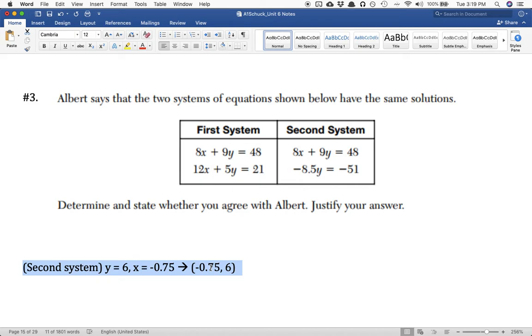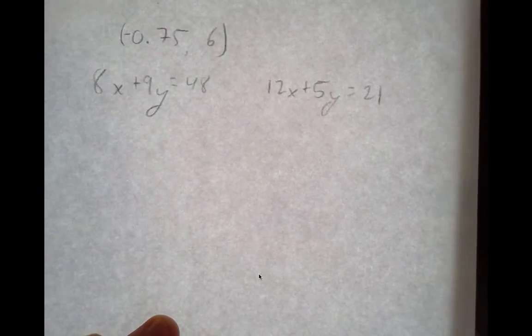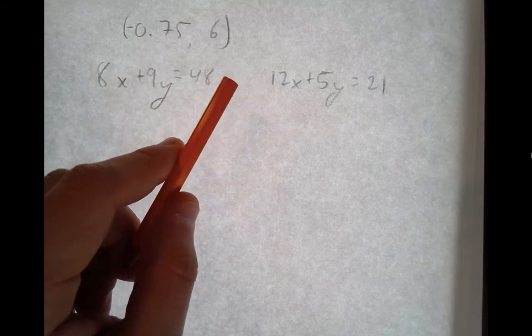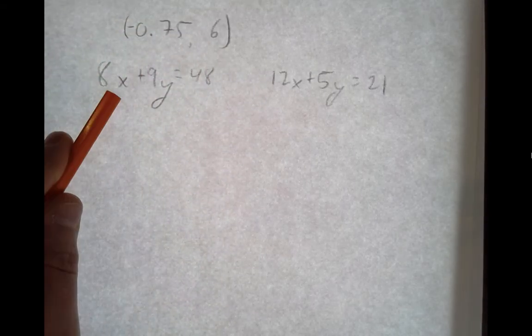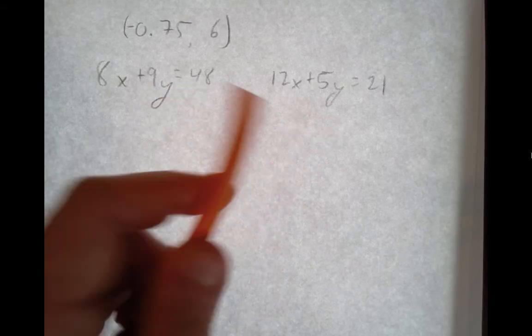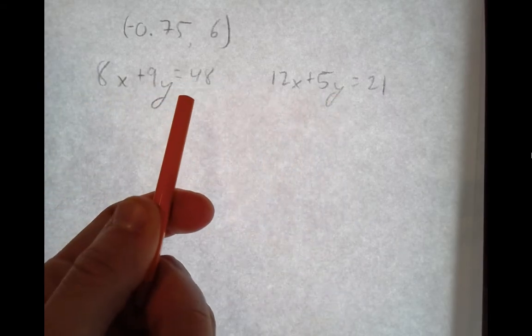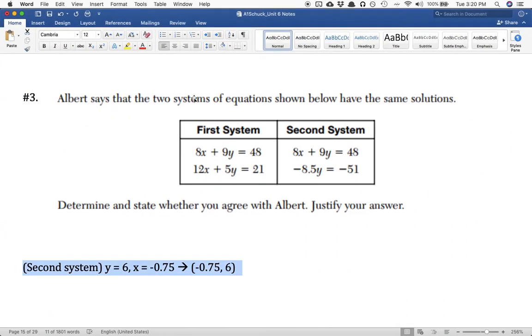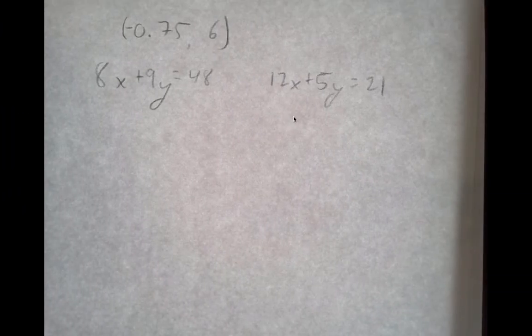So, and I'll write them side by side. 12x plus 5y equals 21. So I know that my solution for the second system, we just solved it, was this ordered pair. I should be able to plug this in for x, this in for y for both of these, and if it works for both of them, that means this is a solution to the first system. And if not, then Albert is wrong. So let's try it out.